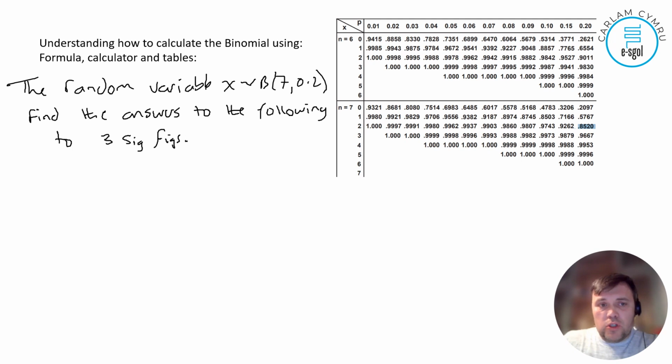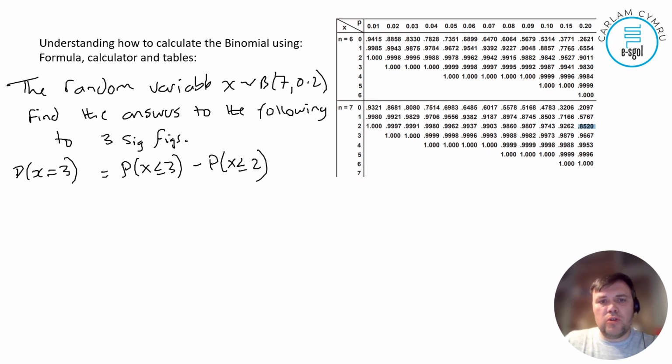I'm going to use the tables to show you how it works. So for P(X = 3), because these are cumulative tables, the value at 3 is for 0, 1, 2, 3. So we'll do P(X ≤ 3) minus P(X ≤ 2). So in the tables, n is equal to 7, which is our set number of trials. The probability of success is 0.2.